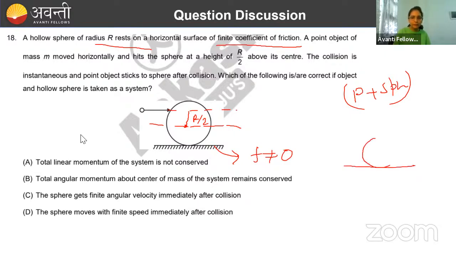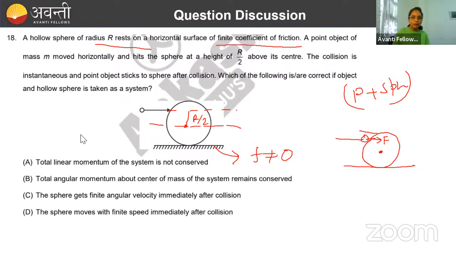This is our sphere. There is a point object hitting it. So this point object will apply a force F on this sphere, and according to Newton's third law, this sphere will also apply a force F on the particle in the opposite direction. So this force is what? An internal force in between these two. Because of this, no change in momentum of the system will occur.